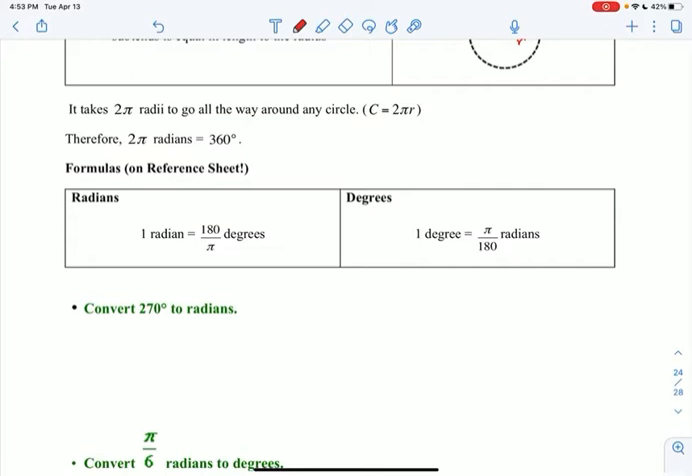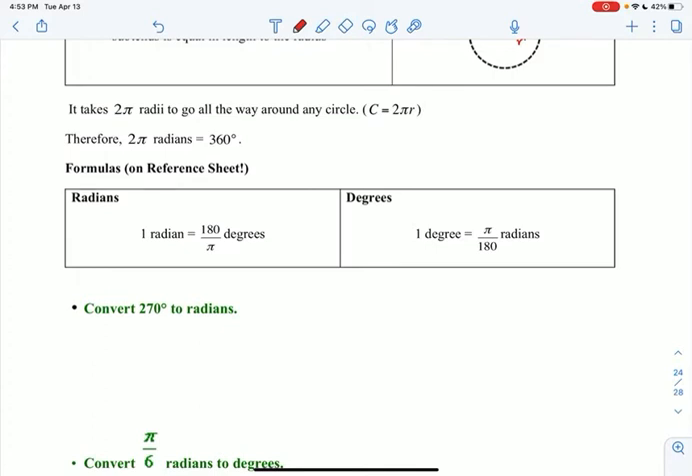Here's the conversion right here. If I want to switch from radians to degrees, 1 radian is equal to 180 over pi degrees. And to go from degrees to radians, 1 degree is pi over 180 radians. So you can see that they're just flipped around. Again, it's on the reference sheet, so we don't need to worry too much about it.